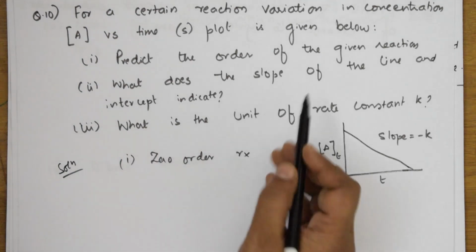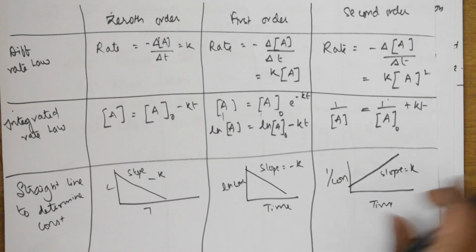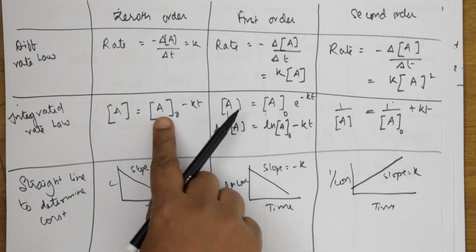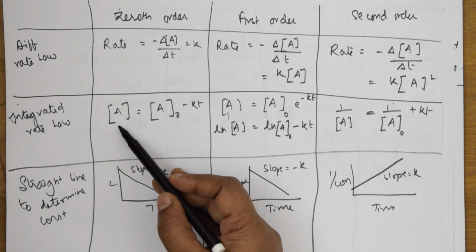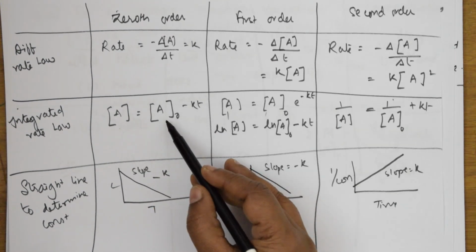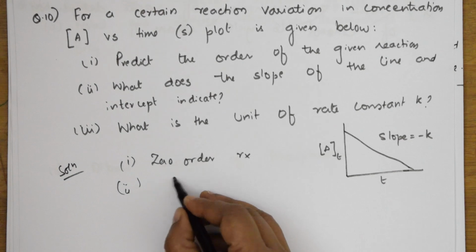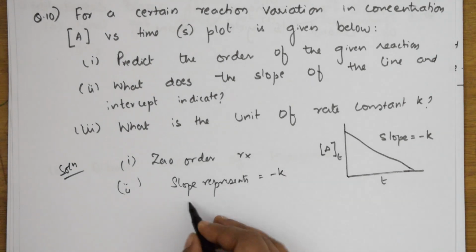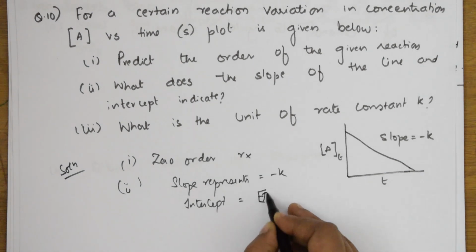Now what do they ask? What do the slope of the line and the intercept indicate? What is the slope of the line? It is minus K. Correct. Now what is the intercept? For knowing the intercept, see here, this is the intercept, isn't it? y is equal to mx plus c, so the intercept is nothing but A naught. So let us write that. Here the slope represents minus K. And what does the intercept represent? According to the formula, it is nothing but A naught, the initial concentration.